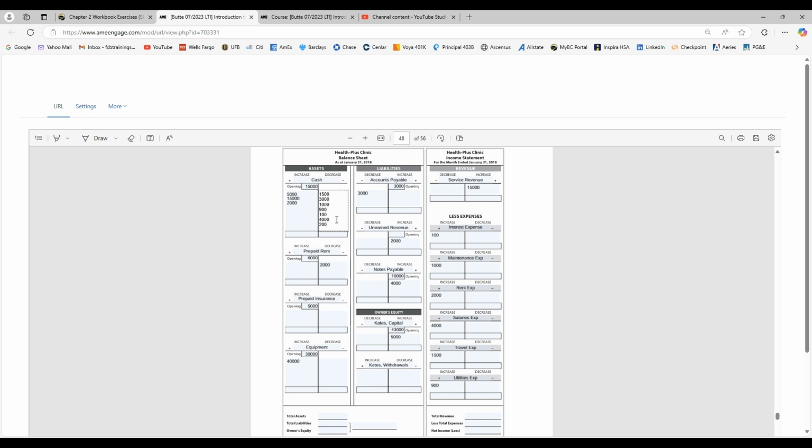And finally, the owner withdrew $2,000 for cash from the business to pay for personal expenses. And so we're going to record that as a withdrawal, and it's a reduction of cash. And that's all of the transactions.